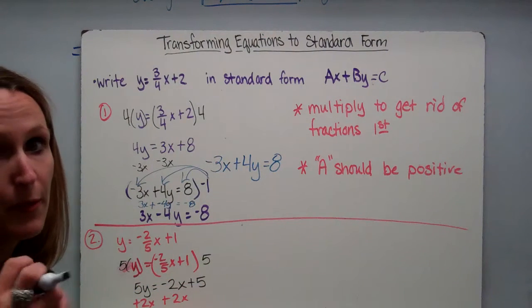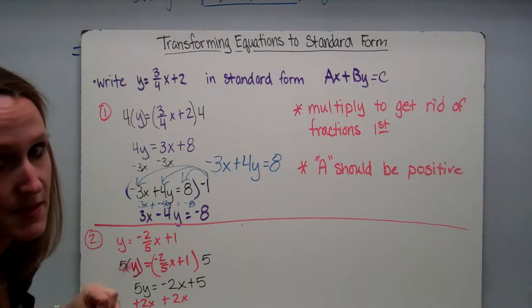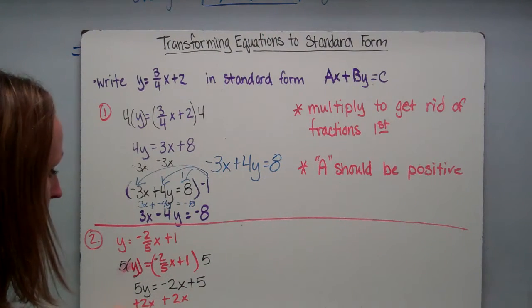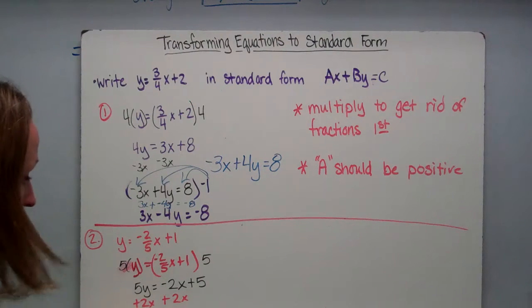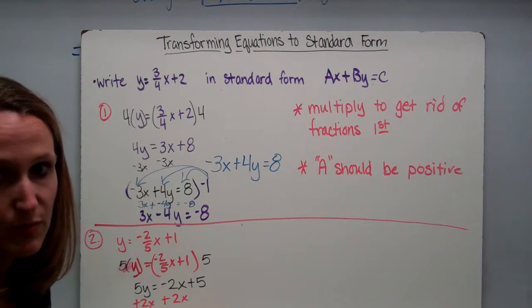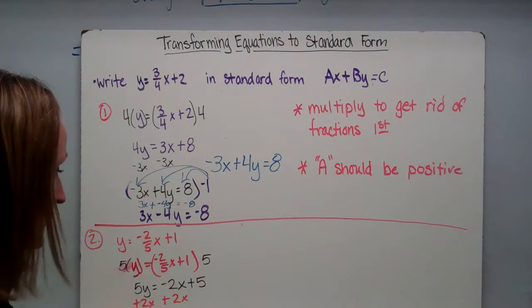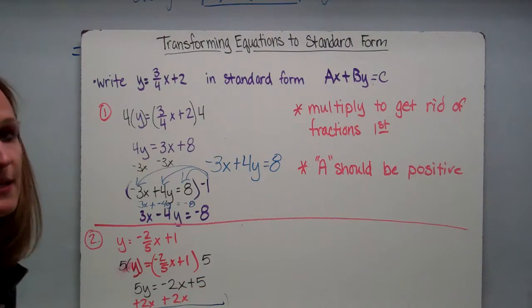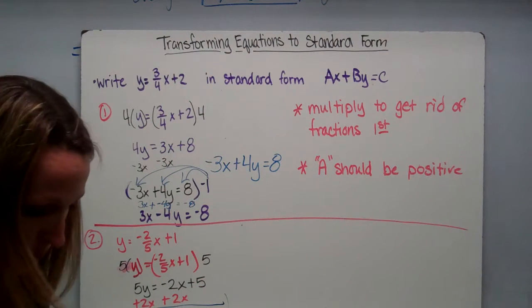Now, remember, we want to isolate that 5 and move our x's and y's to the other side. So I add 2x to both sides. Fortunately, this time it comes out positive. So I get 2x plus 5y equals 5. I don't need to multiply by negative 1 at the end because I have a positive a value. So this would be your final answer in this case. And that is how you deal with standard form.